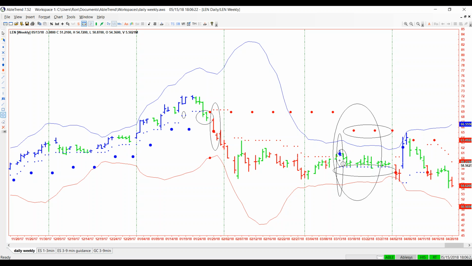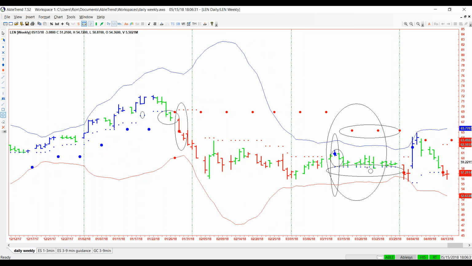There's red dots above and there's blue dots below. The software is telling us here it's going to go sideways. And for the next 3 weeks, that's exactly what it did. It went sideways. And every time it would hit these blue dots below, it just hit a roadblock. It couldn't get any lower.